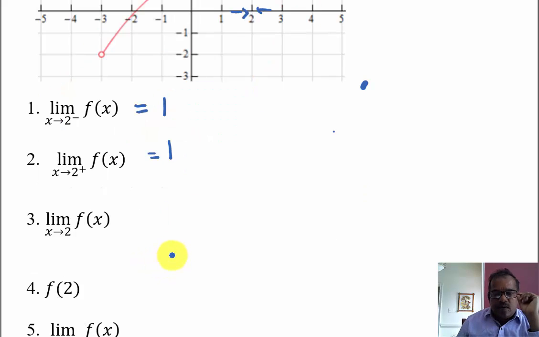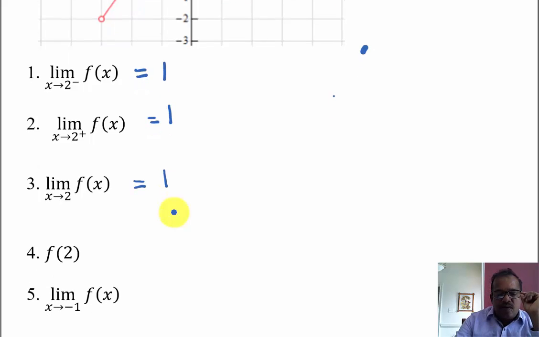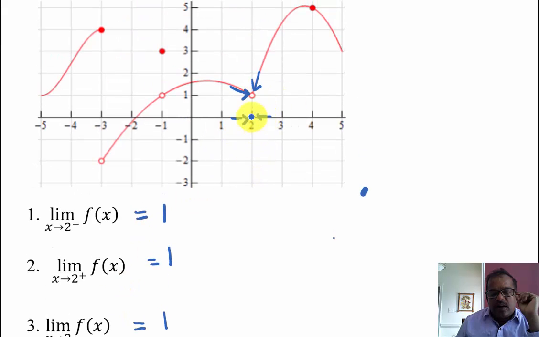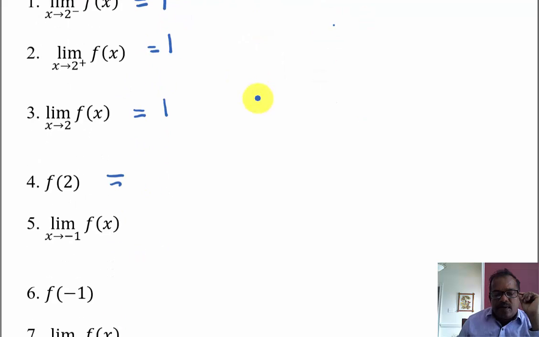1. Question number 3, limit as x approaches 2. Clearly this is equal to 1, because the left limit is equal to the right limit, which is equal to 1. Question number 4, f of 2. As you see here, at x equal to 2, the graph has a hole. So f of 2 is not defined, so therefore it does not exist.